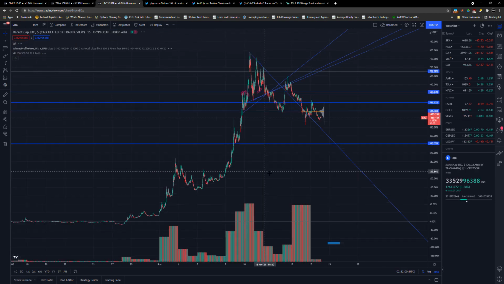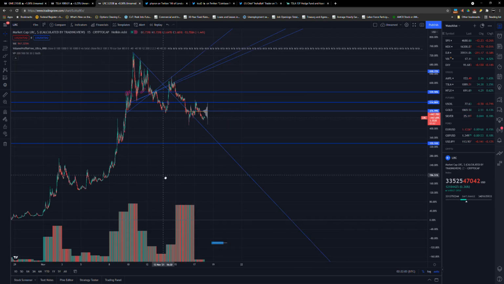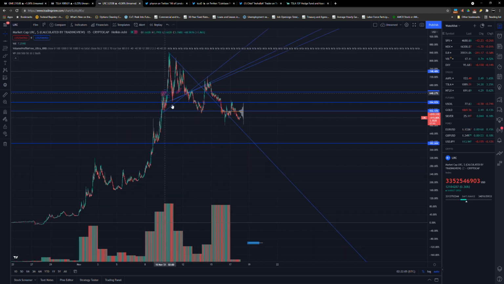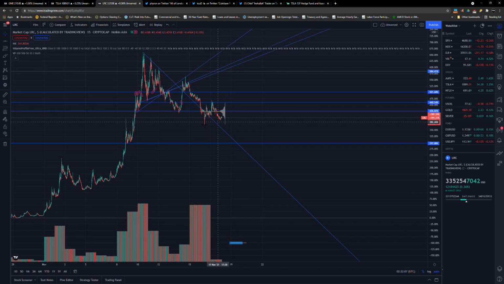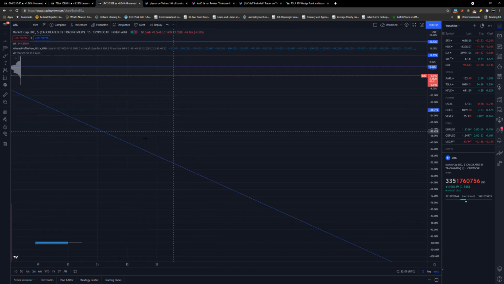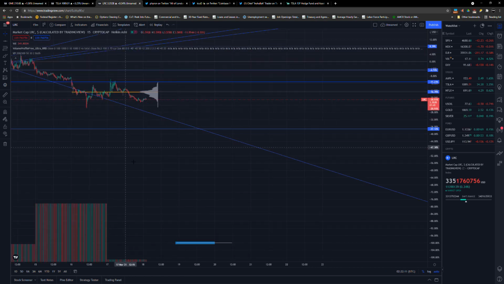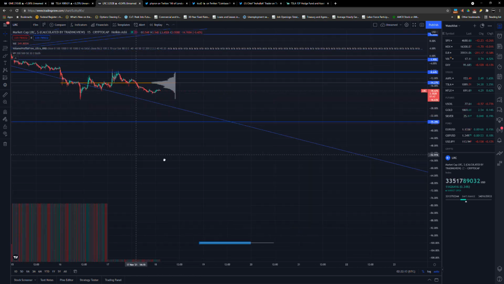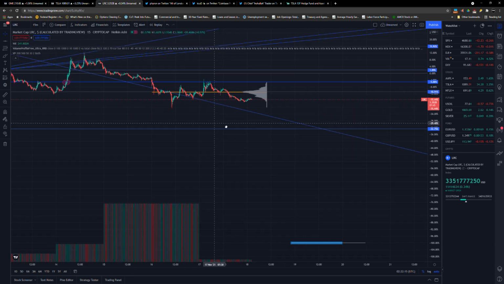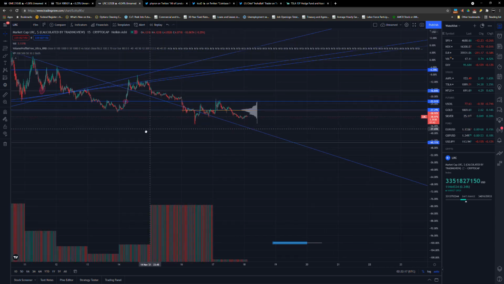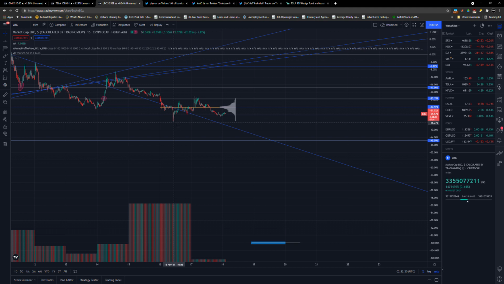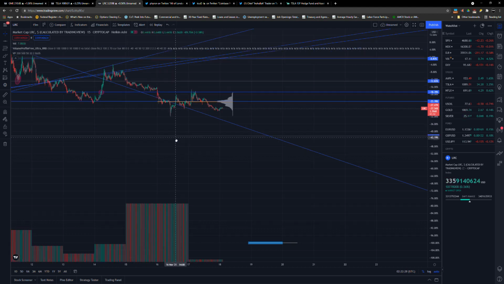LoopRing coin. These are some lines I drew way back when, but I just wanted to point out the volume and profile here. Pretty thin. It's not looking too good on LoopRing coin. The crash yesterday, last night, when all the other cryptocurrencies crashed, the fact that LoopRing coin also crashed with it doesn't give me a lot of hope for this.